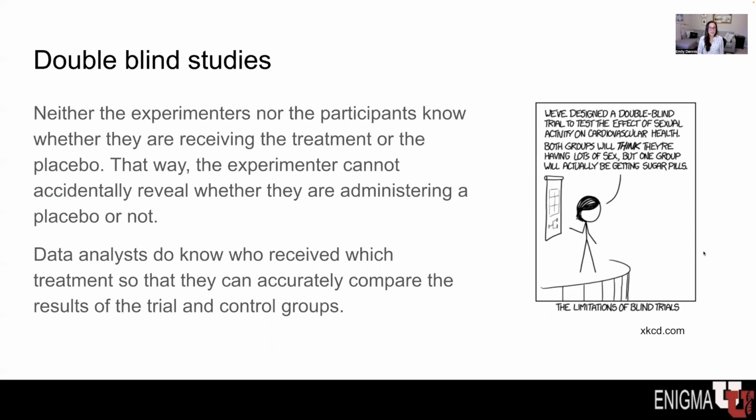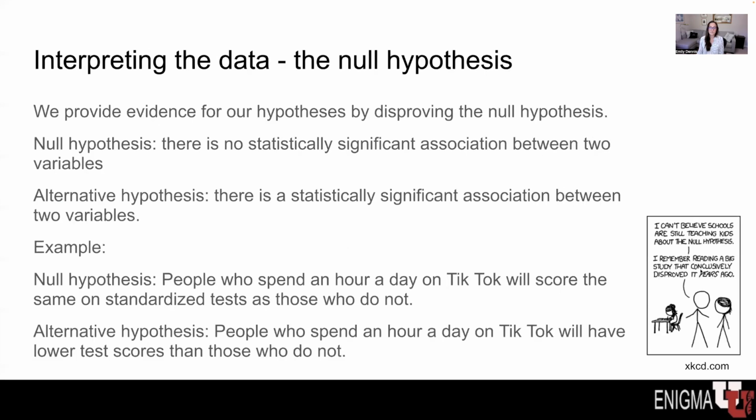Double-blind studies, a little more detail. So in these studies, neither the experimenters nor the participants know whether they are receiving the treatment or the placebo. That way, the experimenter cannot accidentally reveal that they're administering a placebo or not, and they cannot subconsciously impact the outcome based on behaving differently towards people who have received the placebo versus the real condition. Data analysts, as I said, will know who has received which so that they can actually compare things, but for the duration of the study, the experimenters do not know.